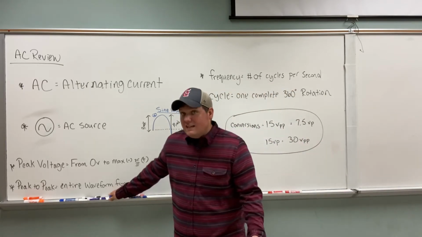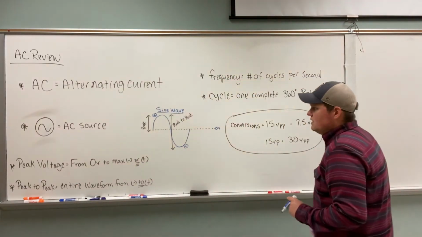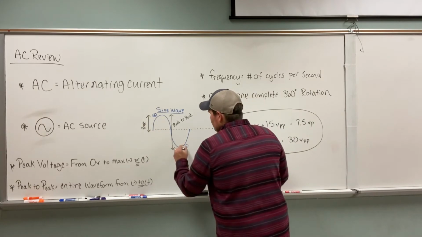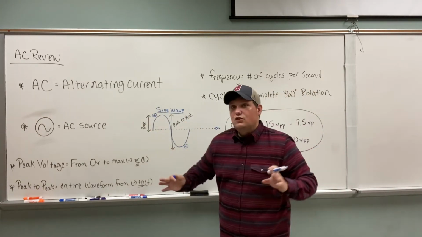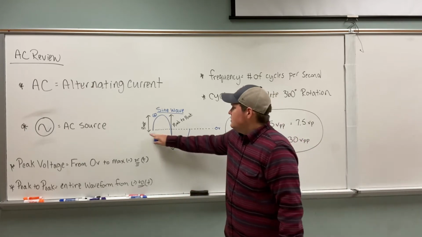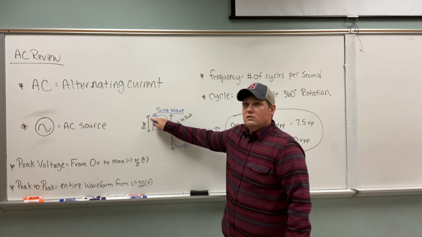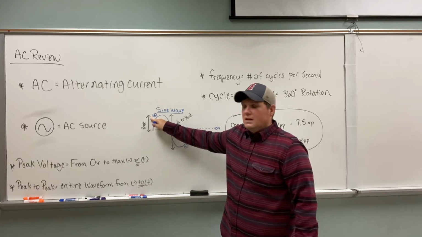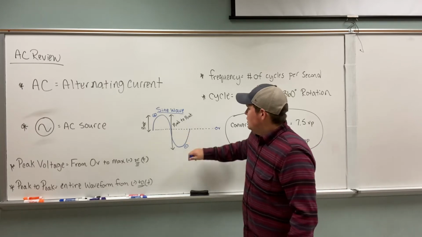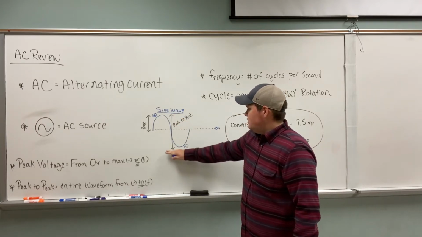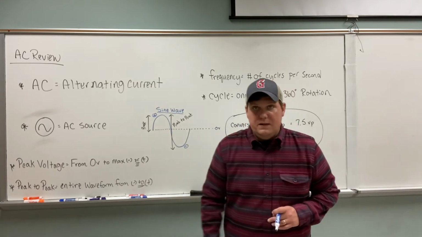Peak to peak is the entire span of that waveform. So it's the waveform from negative to positive. So I drew these arrows to kind of help out here. A peak voltage reading would be from 0 volts to positive. A peak to peak measurement would be the entire span. So it's from the negative peak all the way to the positive peak.